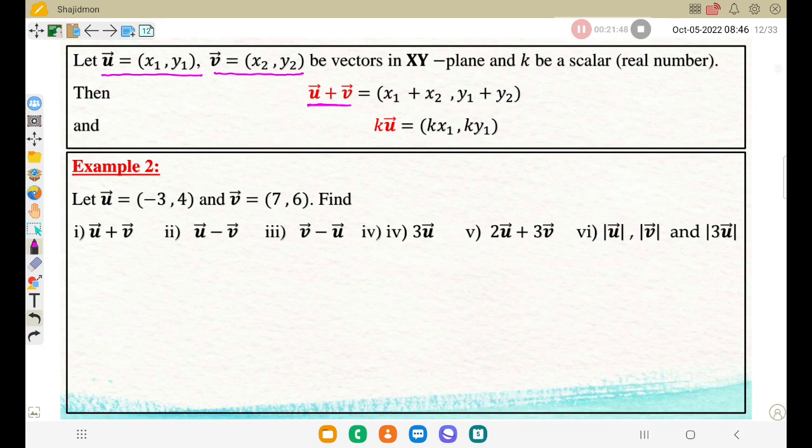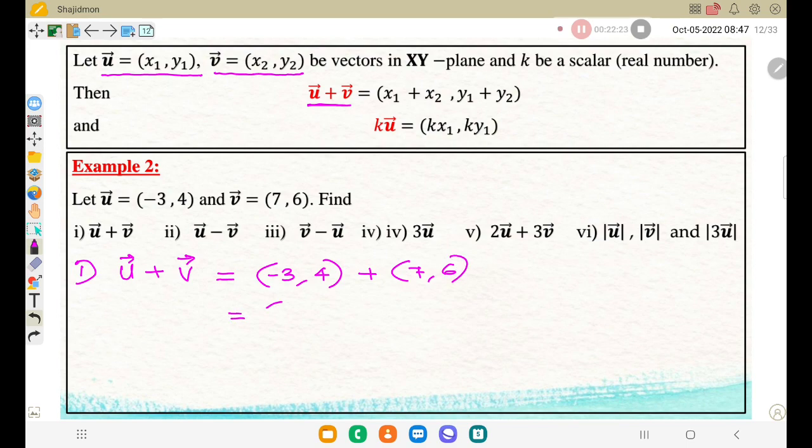This is the easier way. We studied the geometrical definition, the meaning of addition and subtraction of vectors. This is the practical example of how to add and multiply vectors when we are given two vectors in component form. For example, vector u equals (minus 3, 4), vector v equals (7, 6). Find u plus v. First part: vector u, minus 3 comma 4, plus vector v, 7 comma 6, correct?